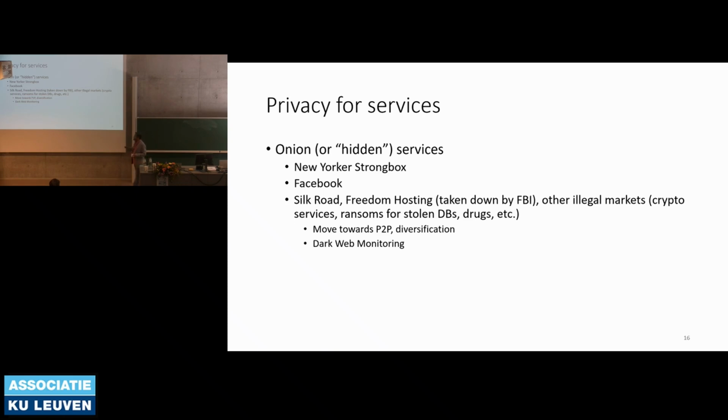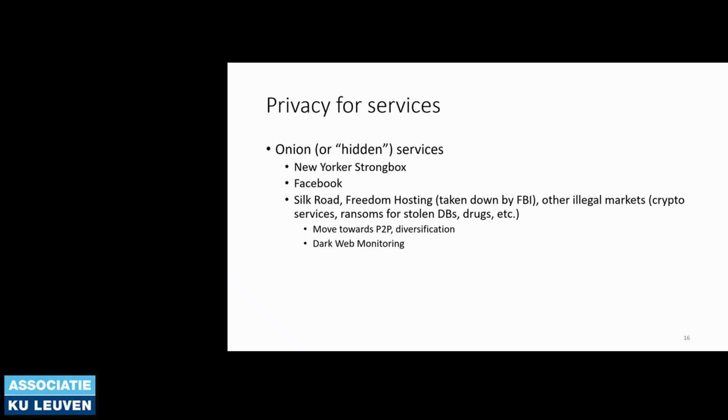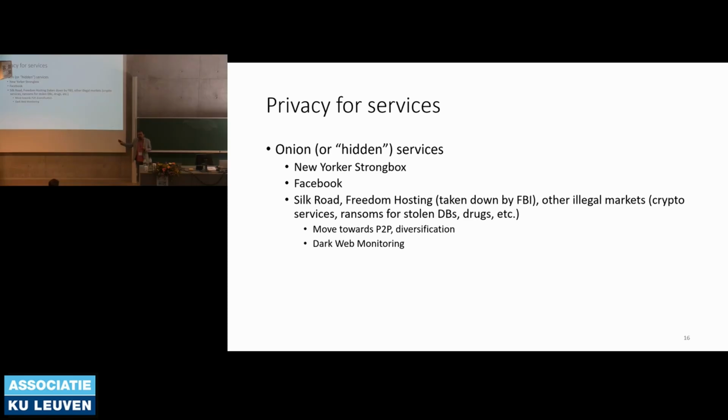There are famous services like the New Yorker Strongbox. Facebook has an onion service, by the way. You can connect to Facebook using Tor, and they actually maintain an onion service. Not because they want to achieve anonymity, but because if you want to achieve anonymity, they want to support that easily.